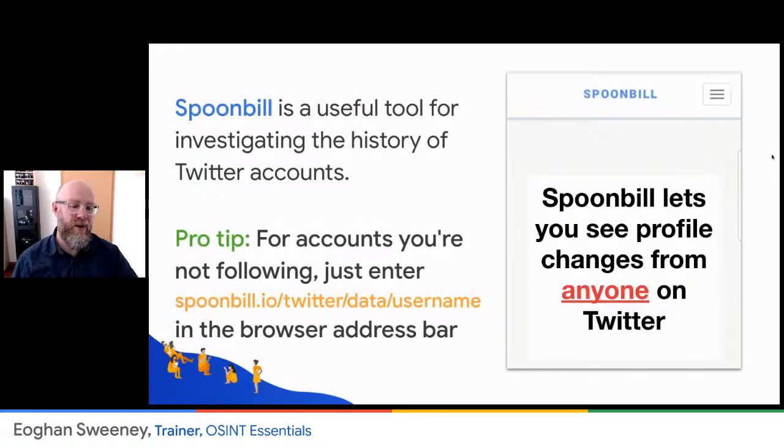So for accounts you are not following, you enter this in the browser address bar. You put in spoonbill.io/Twitter/data/ and not the word username, but the actual username of the Twitter account. I did have someone contact me once and said, I went to that link and I got a 404 error page, but they had just actually put username there. And apparently there was nobody on Twitter called username. So do put in the actual username. For example, if you're looking for my account, spoonbill.io, Twitter, data, OSINT Essentials. And if there have been changes, it should show you.